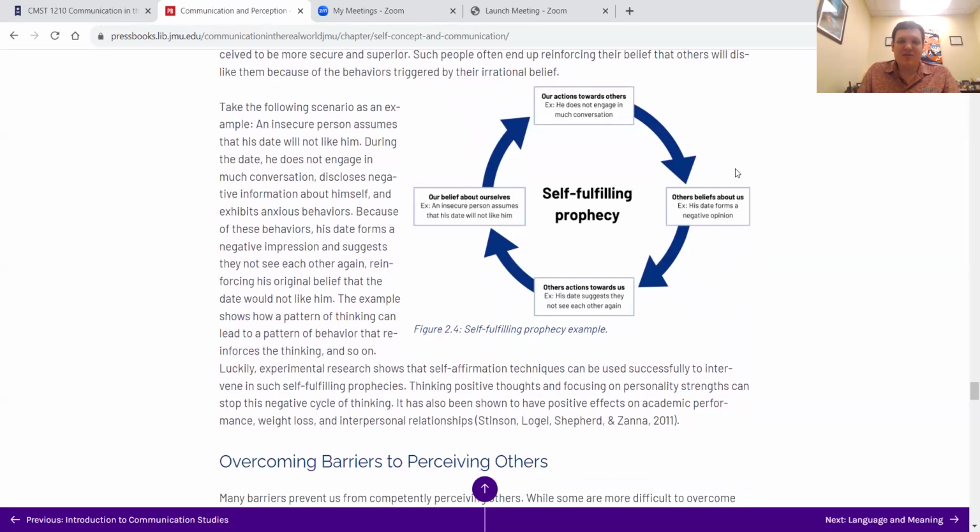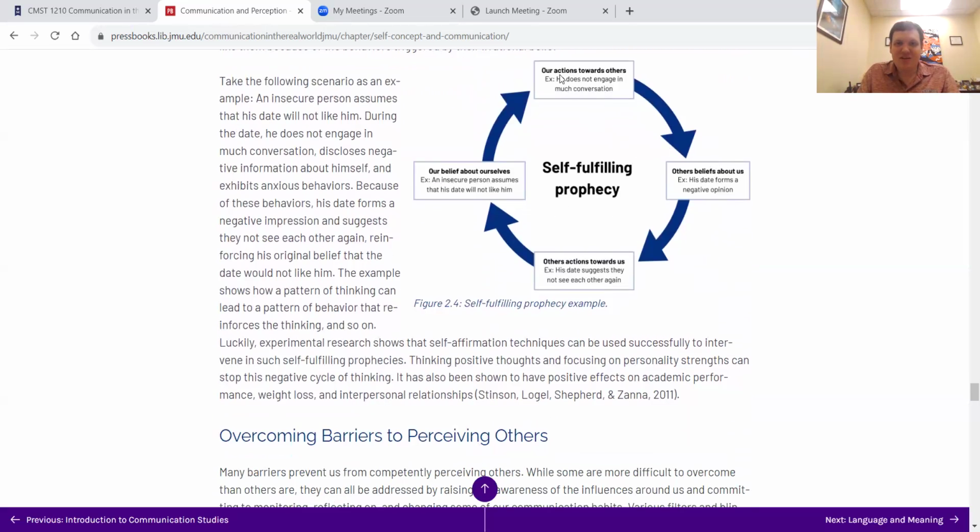So for example, our actions towards others: he does not engage in much conversation. Others' beliefs about us: the date is forming a negative opinion because he's not engaging in much conversation. So his date suggests they not see each other again. And this reinforces it's an insecure person who assumes the date will not like him. So he's assuming the date's not going to like him. He doesn't engage in conversation. His date forms a negative opinion. Then they don't see each other again. And then that reinforces that cycle. So it's a self-fulfilling prophecy.